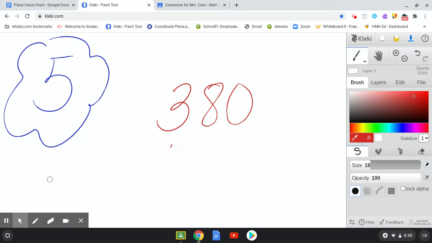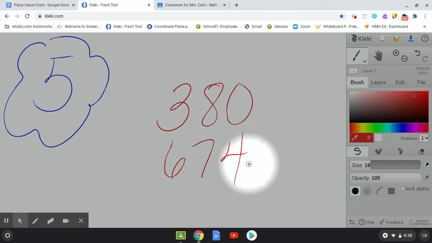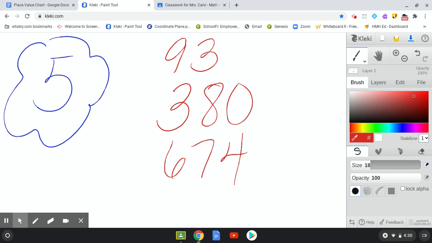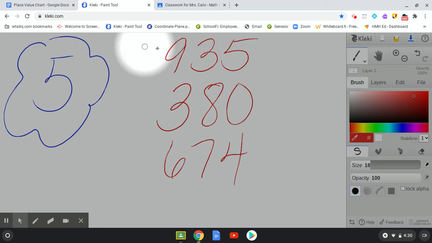If I had 674, well, this ends in a 4. It's not a 5 and it's not a 0. So 674 is not divisible by 5. If I had 935, well, my last digit is a 5. So remember, if it ends in a 5 or a 0, it's divisible by 5. So because it ends in a 5, 935 is divisible by 5.